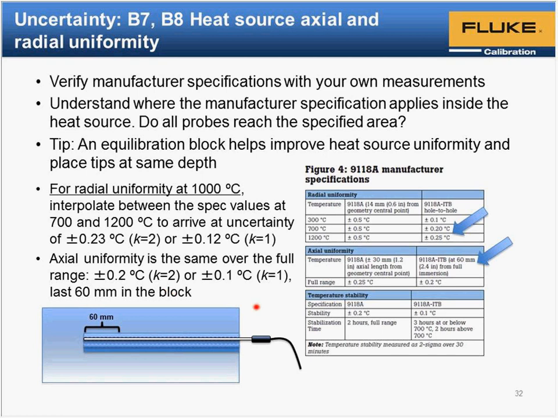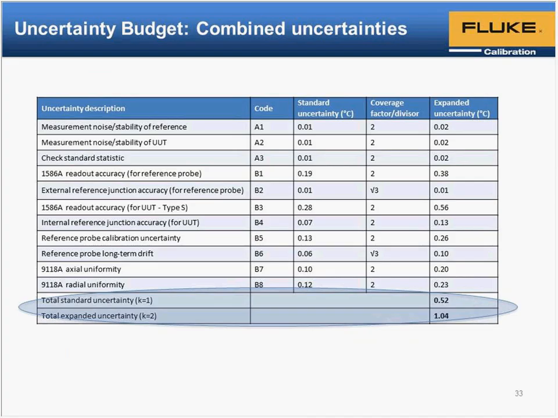So axial uniformity describes the uniformity in the force of the furnace, and in this case it's specified over the bottom 60 millimeters, which provides an area in case we can't get the junctions, all the thermocouples, to match up perfectly. So we'll take these two numbers and put them into the uncertainty analysis.